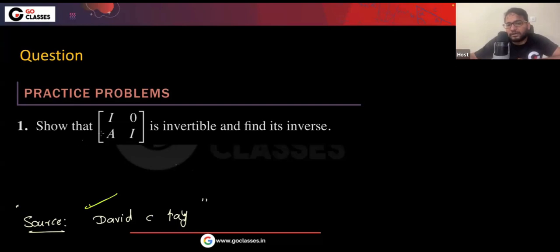Now let's see what they are saying. Show that this is invertible and find the inverse. So we need to find the inverse of this.